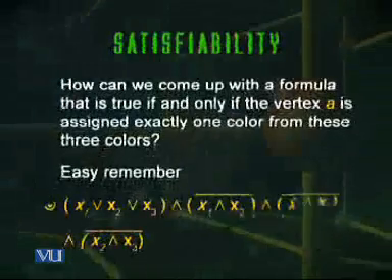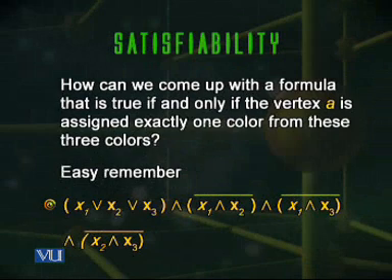Can we come up with a formula which is true if and only if a vertex is assigned exactly one color? Well, we've already done that. Let's look at it again and see why it expresses the fact that the vertex A gets precisely one color out of these three, red, blue and green. The formula is given to you. We remember our previous formula, which was saying that out of these three variables x1, x2 and x3, exactly one of them has to be true.